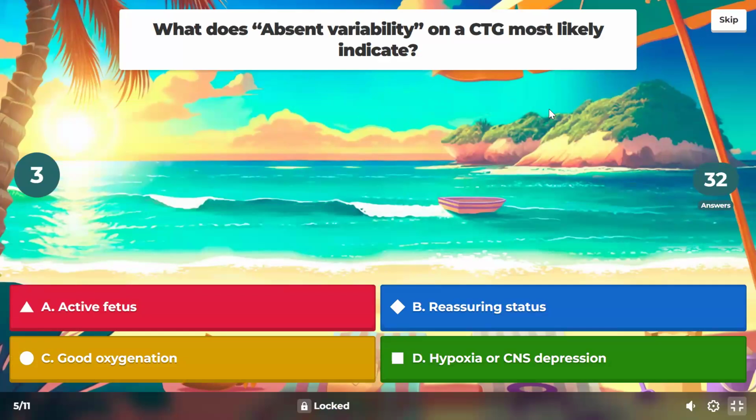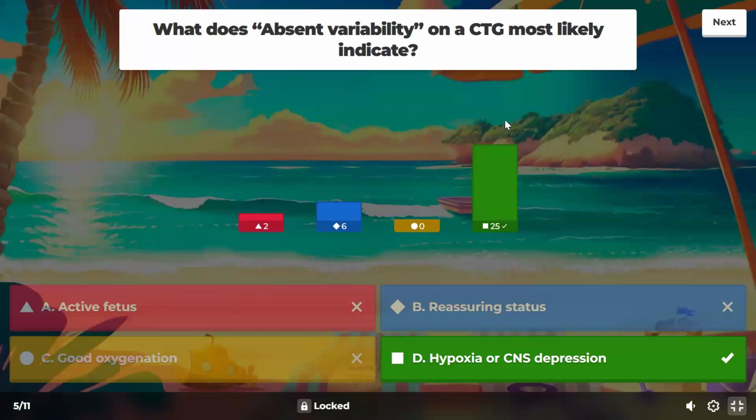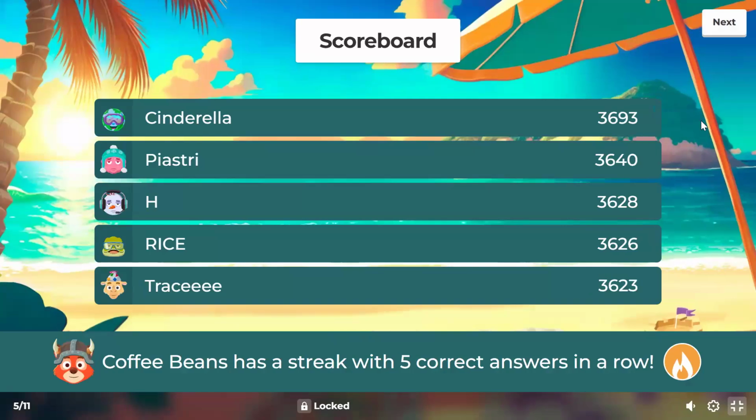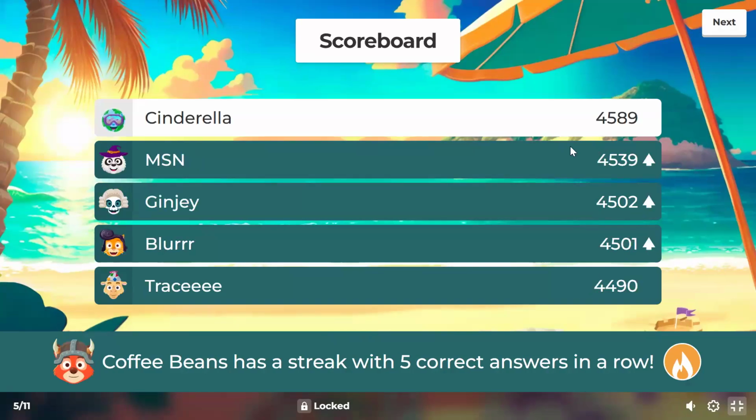Let's keep the answers coming in. Nice. So 25 of us got it right. The answer is hypoxia or CNS depression. 6 said reassuring status, but the right answer is actually hypoxia and CNS depression. 2 said active fetus, but no. Absent variability. We want a bit of variability to show responsiveness. Cinderella is still on top, followed by MSN, and Gingy is third.